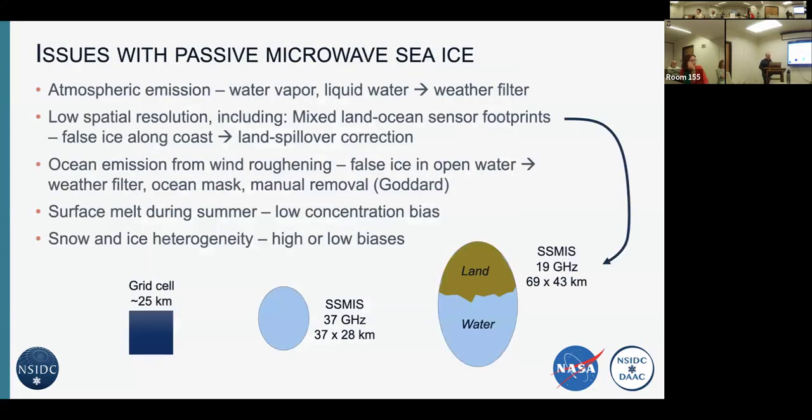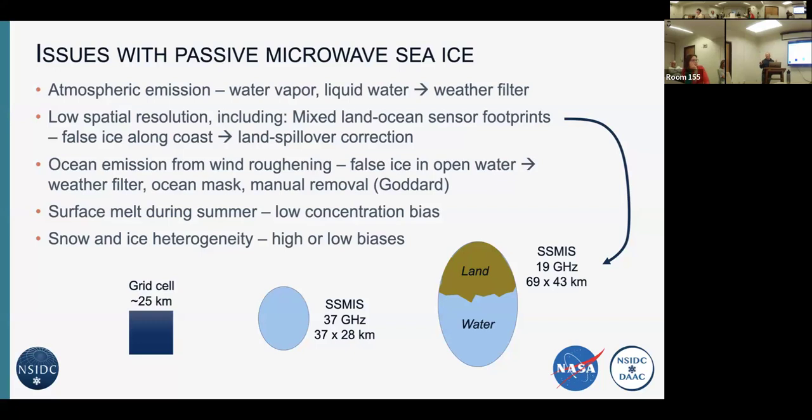So getting into some of the issues that we have with that, they talked about the atmospheric emission, the water vapor, liquid water, particularly liquid water is a problem. Again, there's the weather filter that removes most of that. We have the low spatial resolution. There's also the ocean emission from wind roughening, which can give you false ice. We eliminate a lot of that with the weather filter, which also takes care of a lot of that.